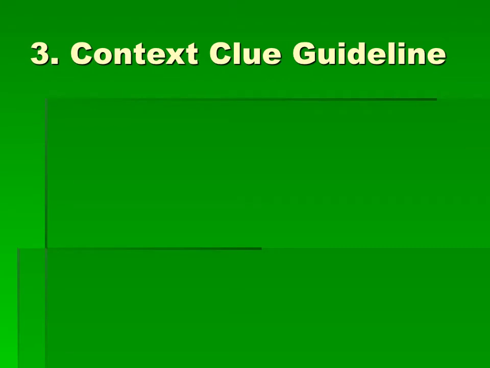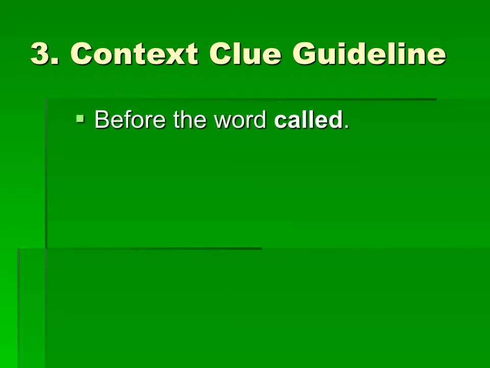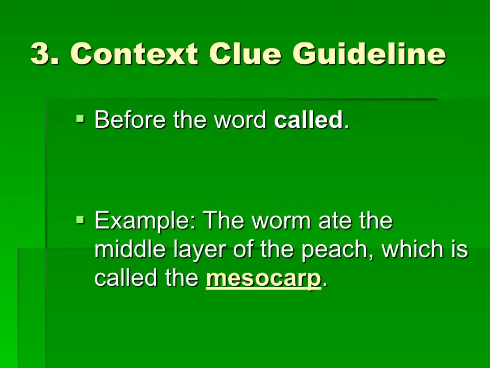Sometimes the meaning of your unknown word is provided before the word in the text. So sometimes you'll find the meaning before the word. So here's our example. The worm ate the middle layer of the peach, which is called the mesocarp. Here our word is mesocarp. Before the word, we see the meaning, middle of the peach. So we sometimes find it after the word, sometimes before the word, and sometimes outlined by punctuation.